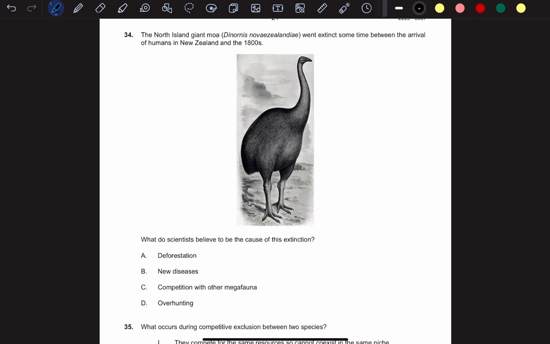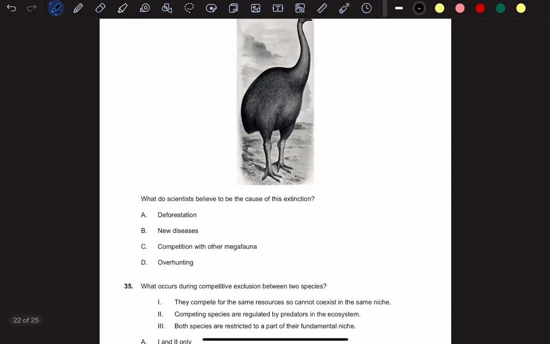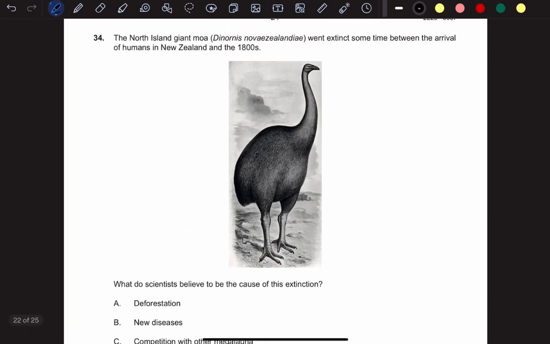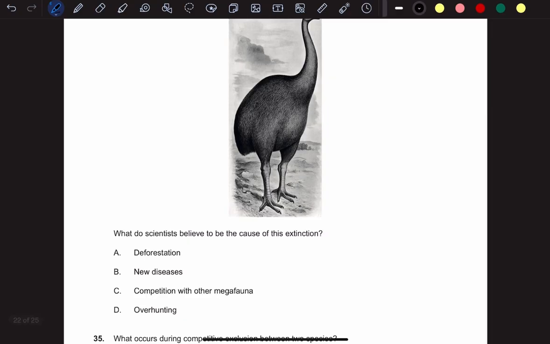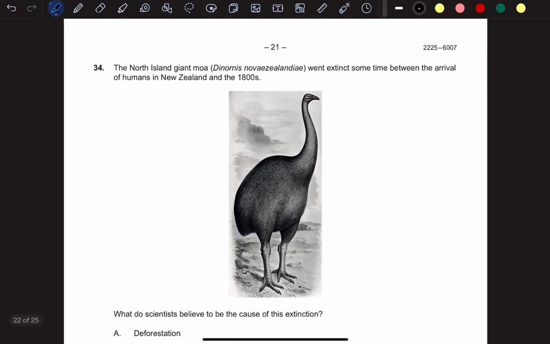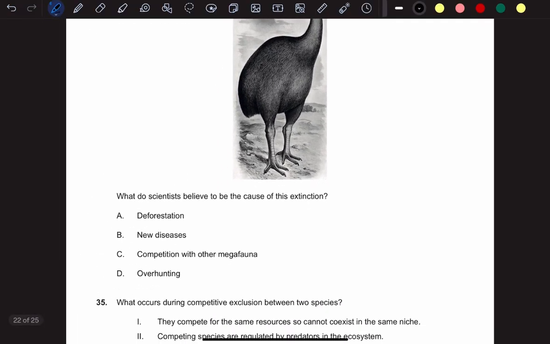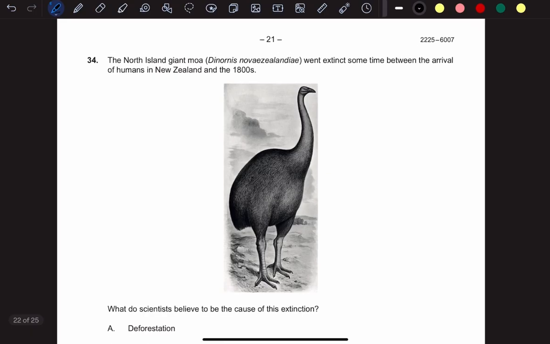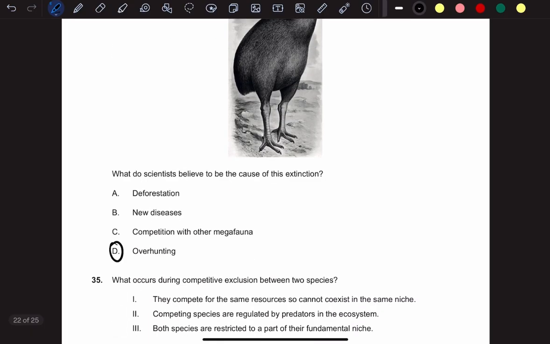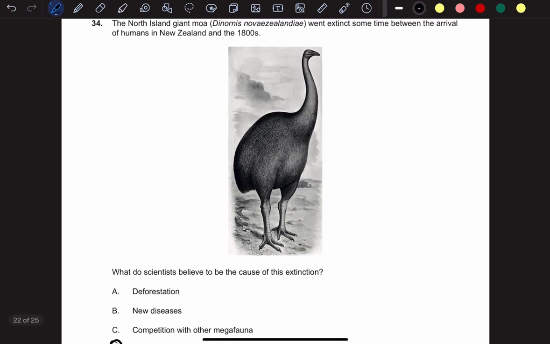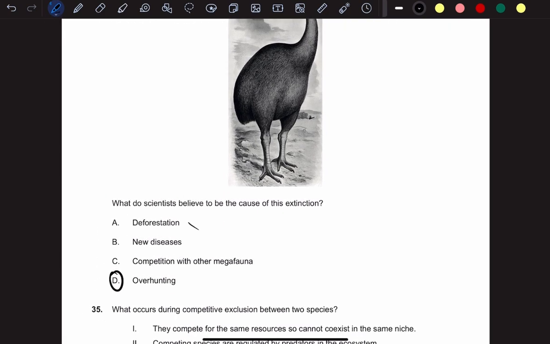So, the extinction occurred during the time after humans arrived. Okay, so it's pretty easy to tell that it's going to be something that is a result of humans' arrival, right? It's not just a coincidence that humans arrived and then this animal went extinct. And the most logical answer is overhunting, right? You have a large bird like this, it's hunted for meat, and sadly goes away. Deforestation, it doesn't really rely on a forest environment. You can pretty much see it in the photo. It's not really reliant. Diseases, no.